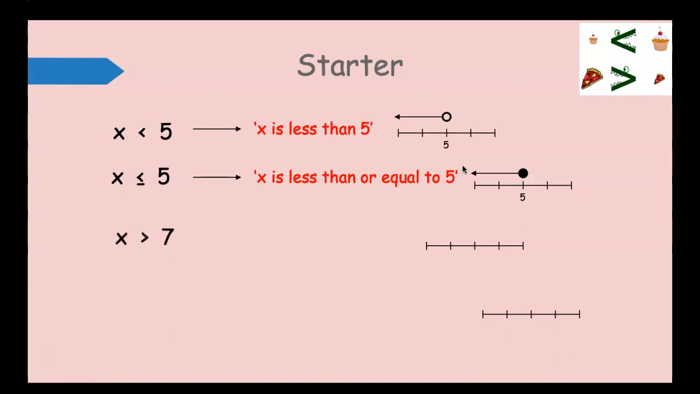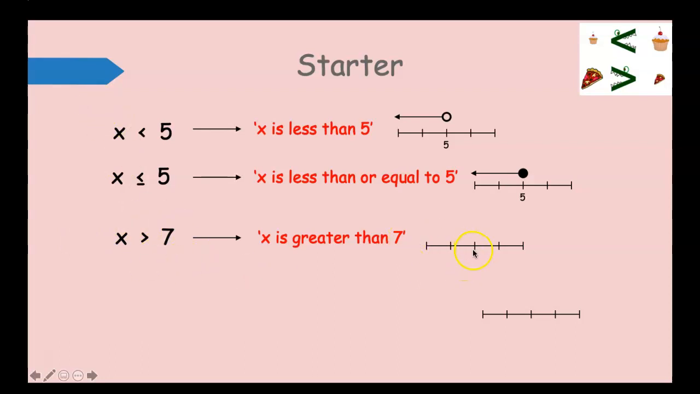This is read as x is greater than 7. So x has a value of any number bigger than 7. That could be 7.1, 7.2, 8, 10.5, everything that is bigger than 7.